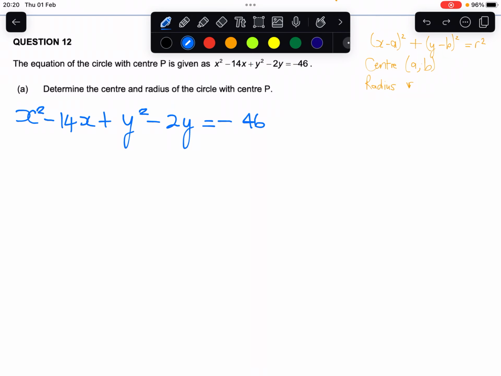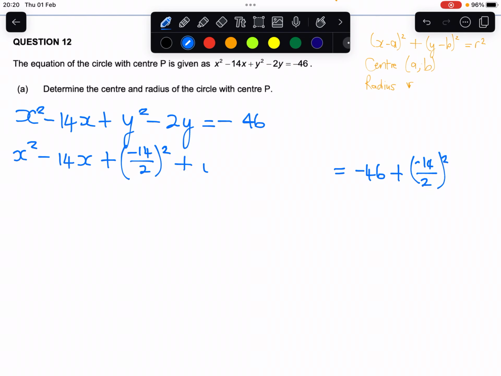Okay, so in order to complete the square, we are going to add half of this squared, and I'm just going to add it on this side as well, because then our equation is still in balance, right? And then we've got y squared minus 2y plus half of negative 2 squared. But then we have to add it on the other side as well.